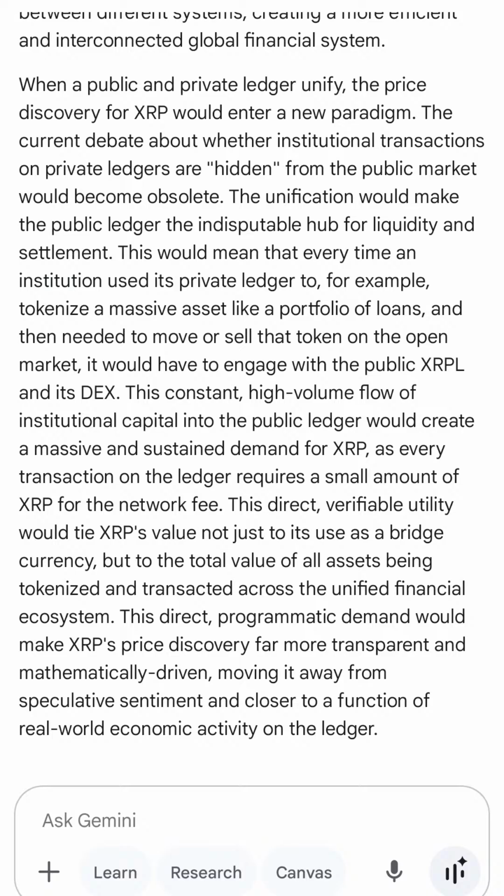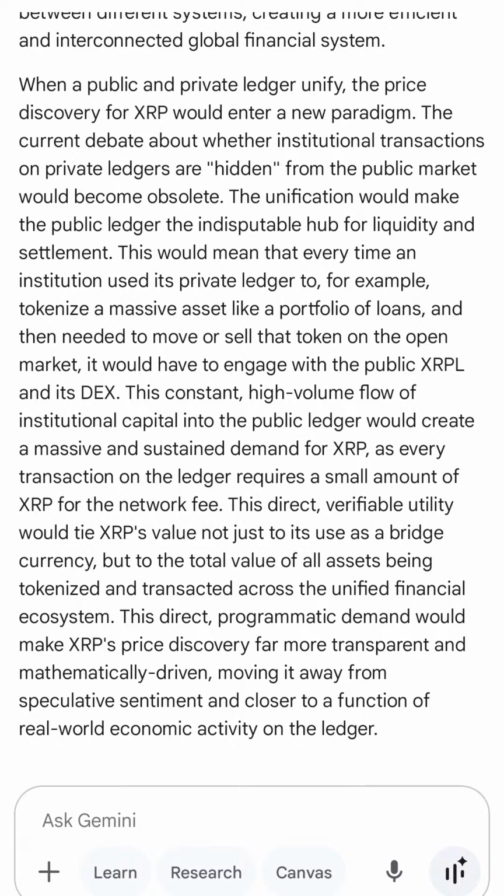So let's go on. The current dynamic where institutional transactions on the private ledgers are hidden from the public market would become obsolete. The unification would make the public ledger the indisputable hub for liquidity and settlement. This would mean that every time an institution used its private ledger to, for example, tokenize a massive asset like a portfolio of loans, and then needed to move or sell that token on the open market, it would have to engage with the XRPL's public ledger and its DEX.